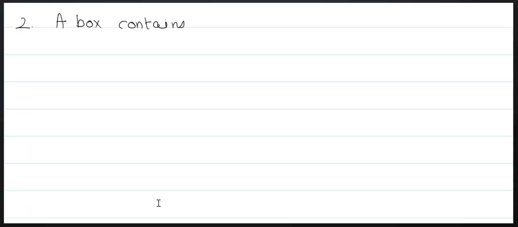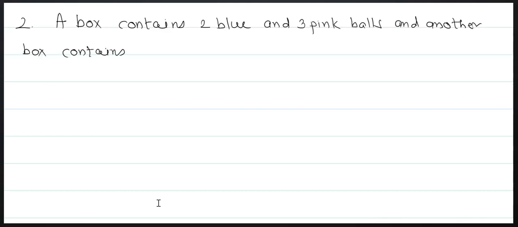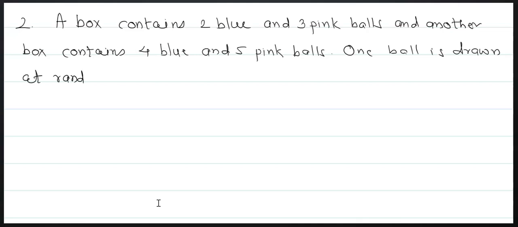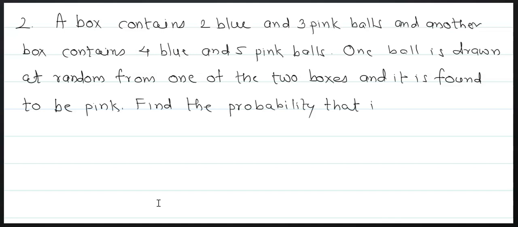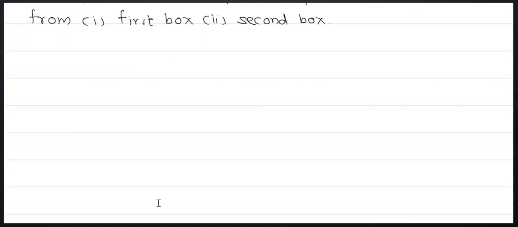Now the second problem. A box contains 2 blue and 3 pink balls, and another box contains 4 blue and 5 pink balls. One ball is drawn at random from one of the 2 boxes and it is found to be pink. Find the probability that it was drawn from the first box and the second box.